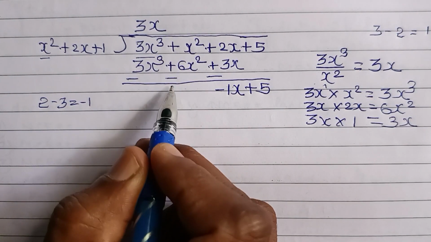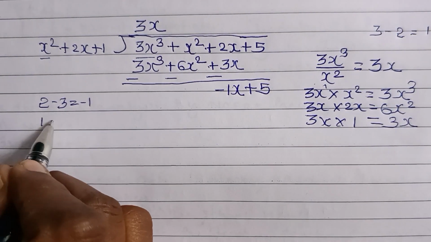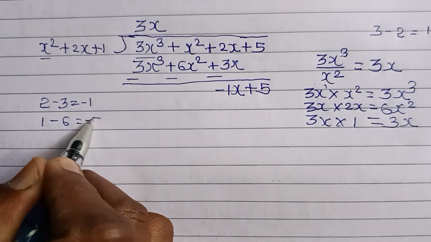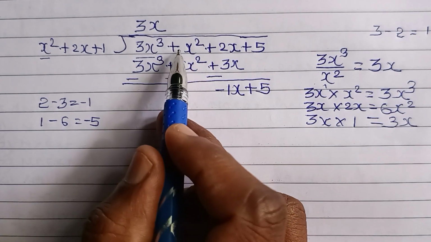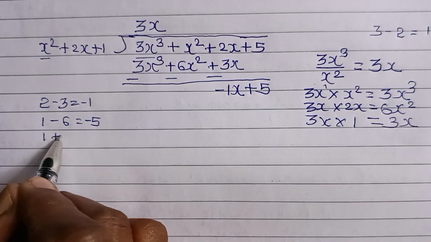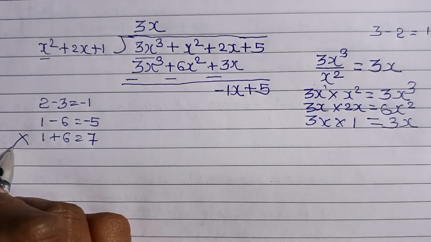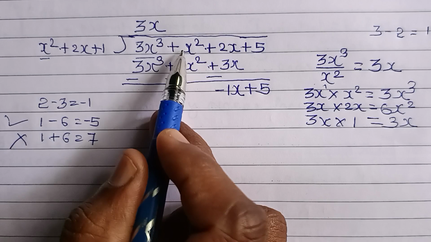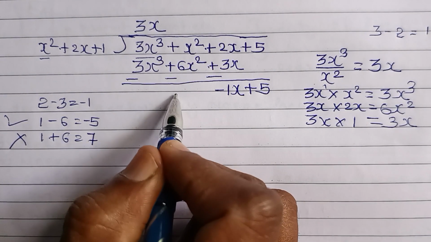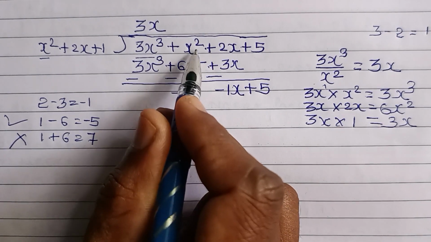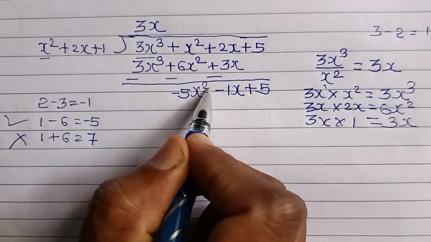This is 1 and this is minus 6. 1 minus 6. Answer is minus 5. Don't take 1 plus 6. 1 plus 6 is 7, so this is incorrect to write. So this you have to write: 1 minus 6 is minus 5. So minus 5, and this x squared you have to write as it is.